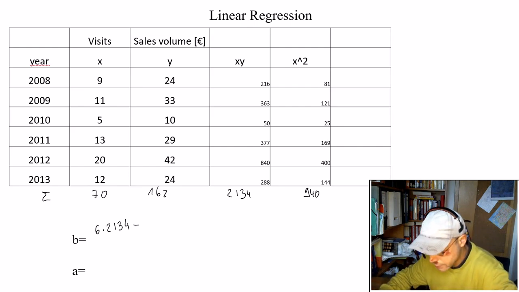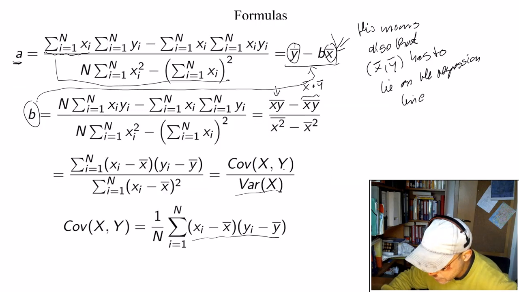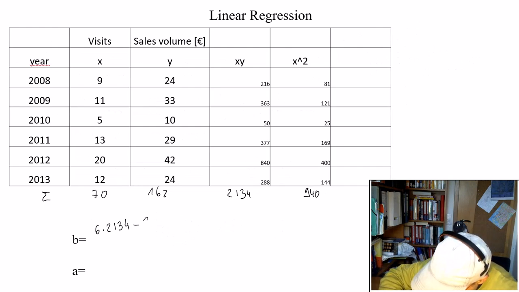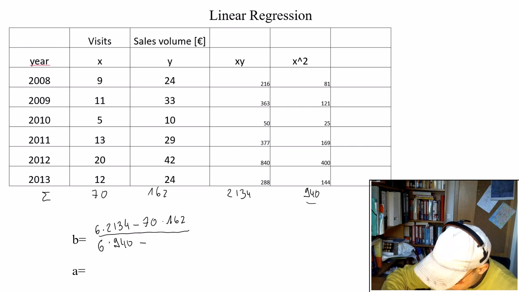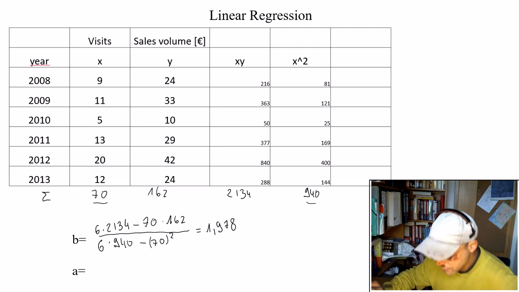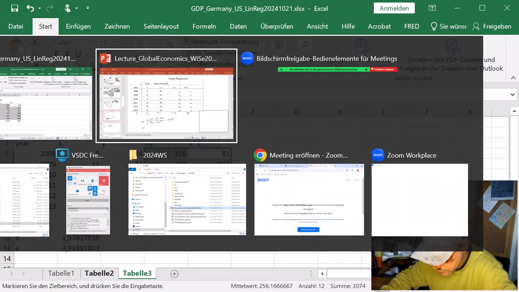again we are looking it up, sum of x, sum of y. So 70 times 162 over 6 times 940 minus 70 squared equals 978.